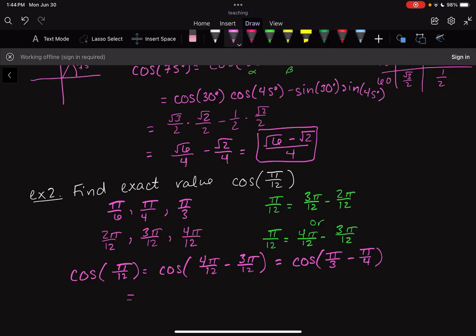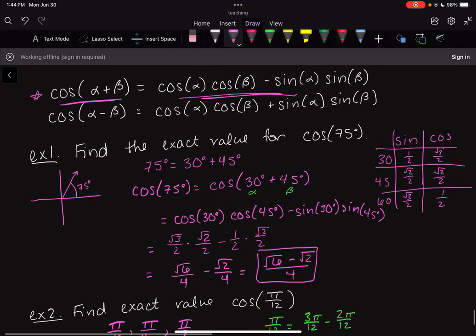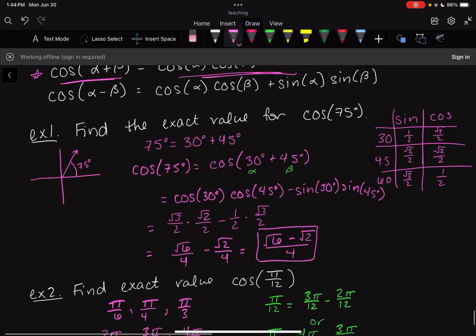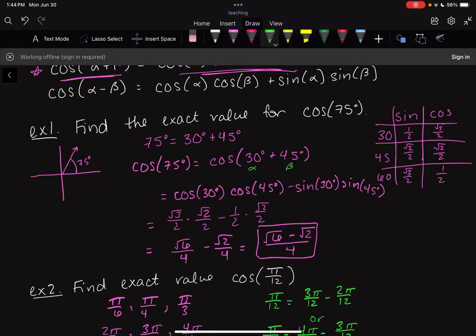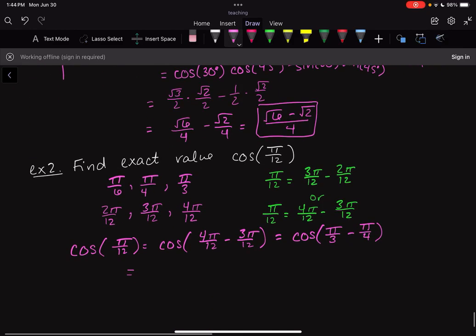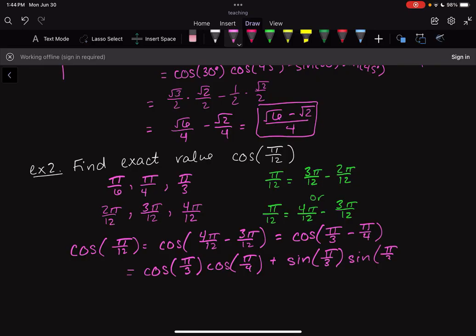And now I'm going to use the identity. So a reminder, the identity is written up here. And since this one has a subtraction, I'm using this identity right here. So I have this side already written. So my pi over 3 is like alpha. My pi over 4 is like beta. So I'm going to fill in the rest of the identity. So this gives me cosine pi over 3 times cosine pi over 4 plus sine pi over 3 times sine pi over 4.